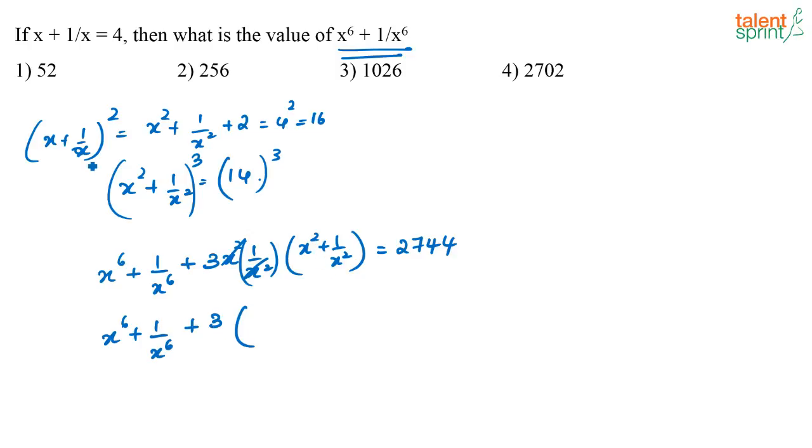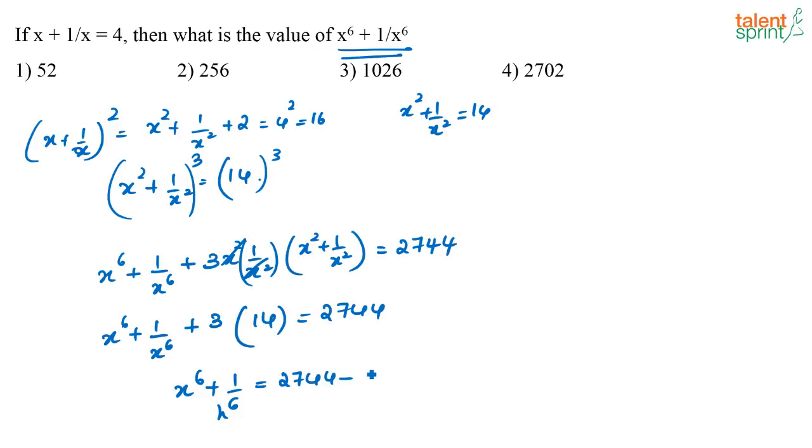you know, x squared plus 1 by x squared is 14. Yes, we found that out here, right? We found out x squared plus 1 by x squared is equal to 14 in this step. So 3 into 14, that is equal to 2744, or x to the power 6 plus 1 by x to the power 6 is equal to 2744 minus 14 into 3, that is 42. Anyway, even at this point you can very clearly say the answer is going to be option 4, because all the other options are very small, not even close to 2000. Yes, so this has to be your correct answer, that is 2702.